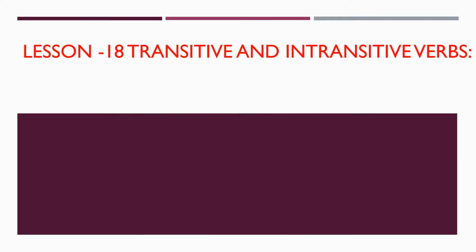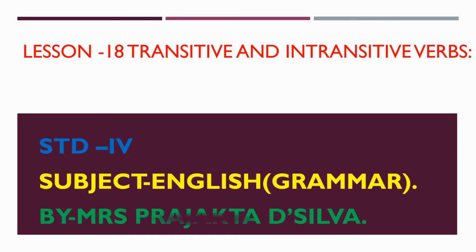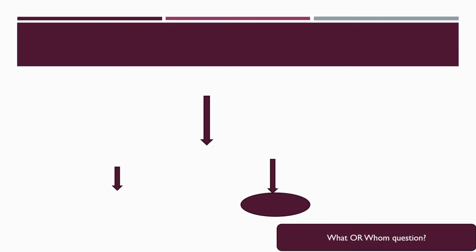Today we are going to learn transitive and intransitive verb for standard 4th in English grammar. Now let us first quickly remember what we have learned about subject, object and verb. Now let us understand with an example.